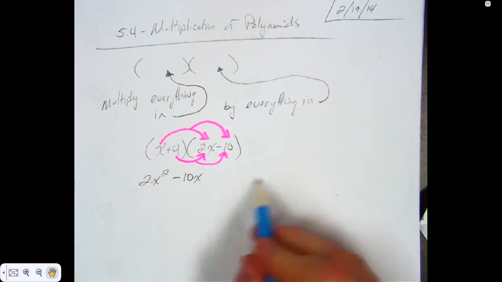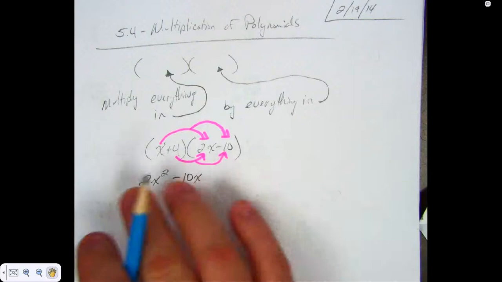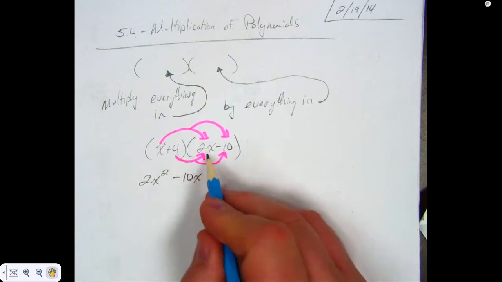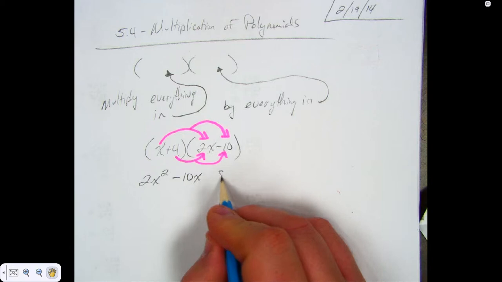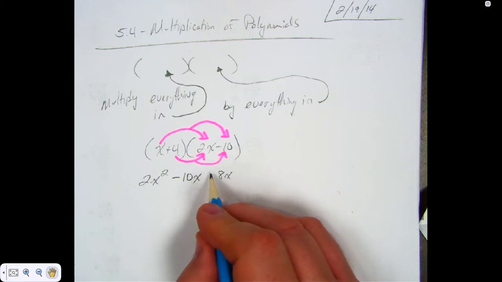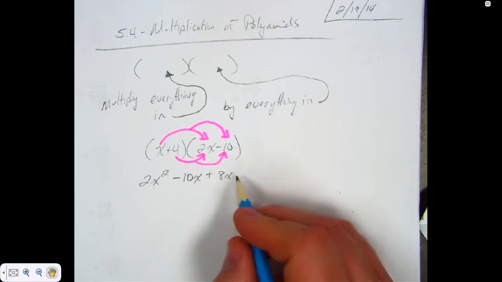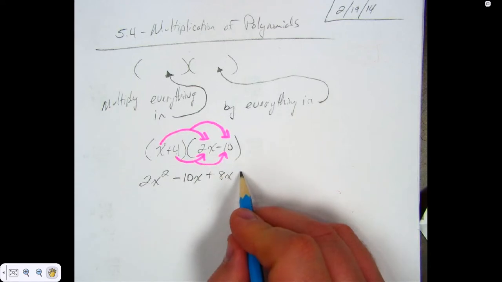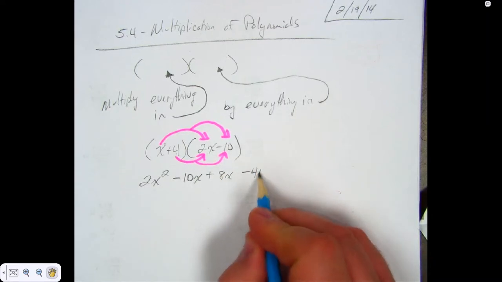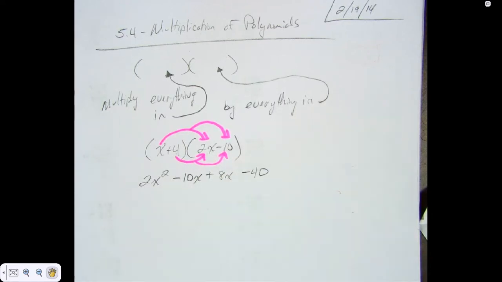And don't forget, once you get all these written down, you're now adding, because you've done your multiplication. 4 times 2x would be 8x, but what do I need to put in between them? Plus 8x. Now 4 times negative 10? Give me a negative 40. Now have I multiplied every term in here times every term in there?